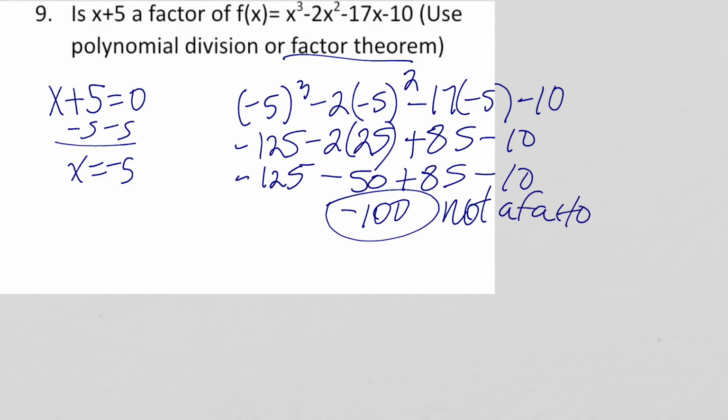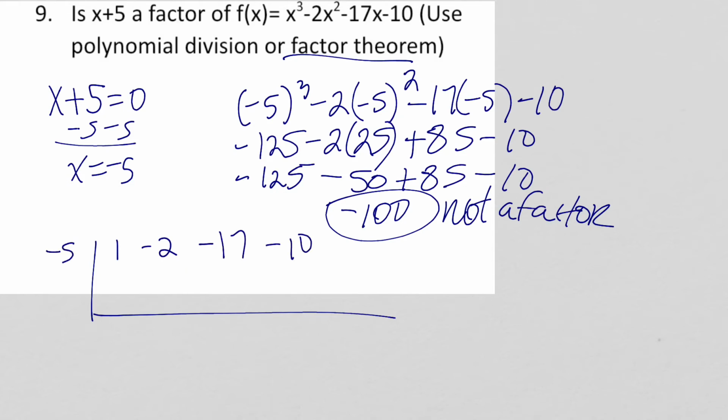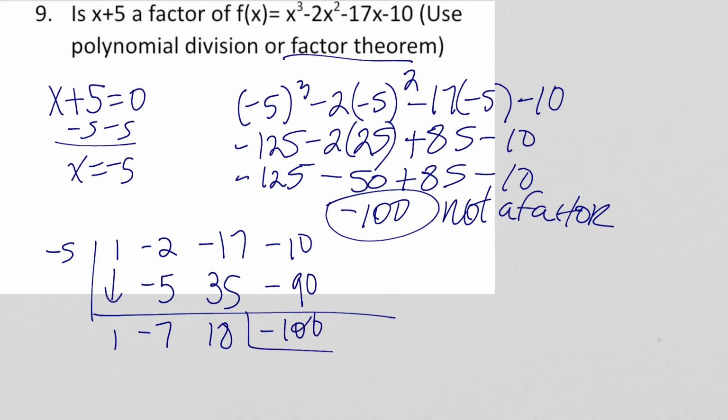If I wanted to do the polynomial division, let's practice that so we can all take a look at that one. So if I set it up, I put in my coefficients 1, -2, -17, and -10. On the outside is -5. And then I do my synthetic division, bring down the 1, multiply, get -5, add -7, multiply 35, -17 plus 35 is 18. 18 times -5 is -90. Add those up, you get -100. The same answer that I got here. So definitely not a factor.